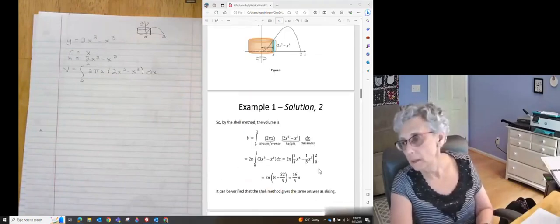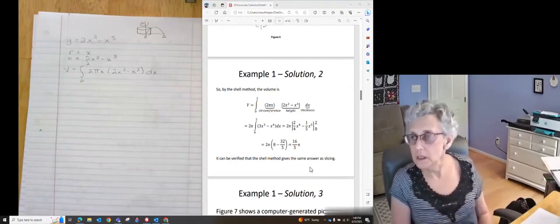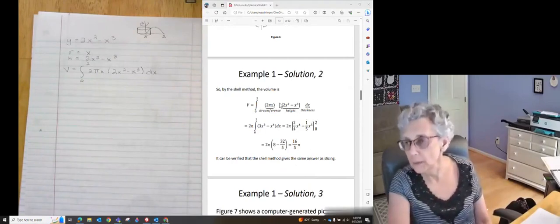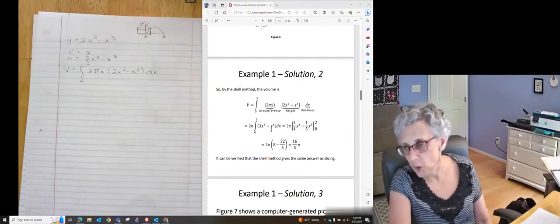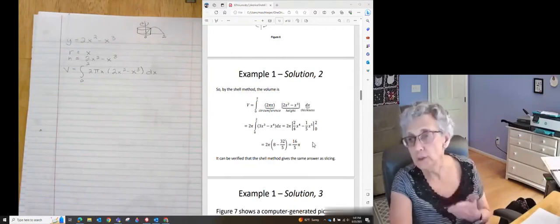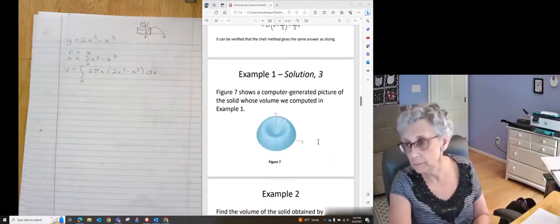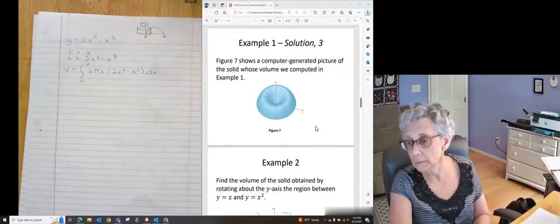And now I'm not going to make you watch me do the integration. We have the circumference, or 2 pi times the radius. Here's the height, the thickness. You multiply through, add 1 to the exponent, divide by the new exponent, and you can verify that you get the exact same answer if you do it with slices. There's the pretty picture of the solid.